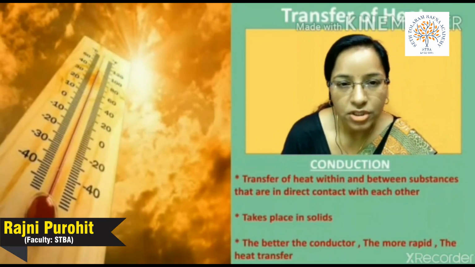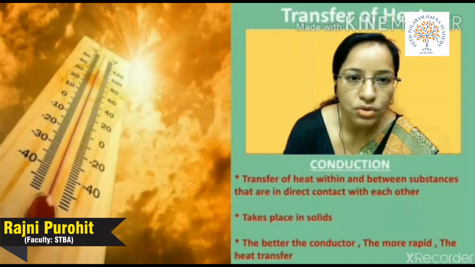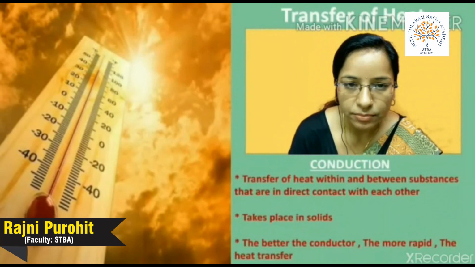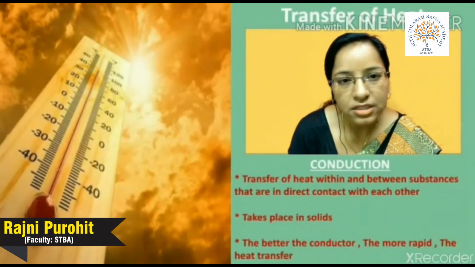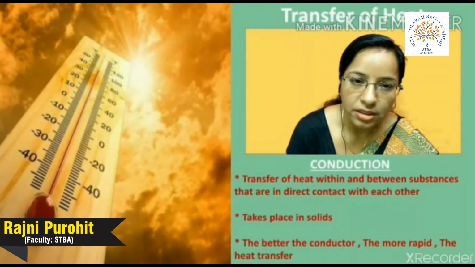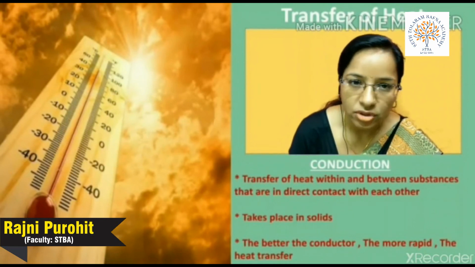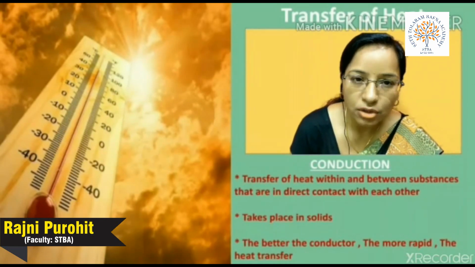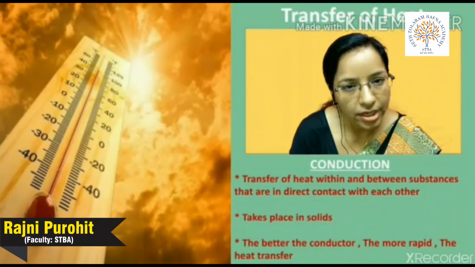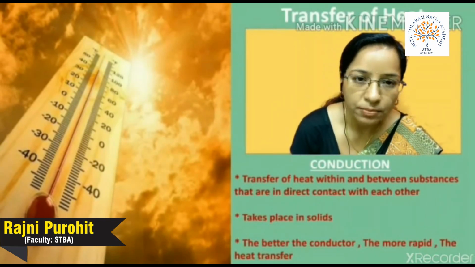The rate of conduction depends on the material which we use, that is, either conductors or insulators. Let's discuss them. Conductors are the materials which allow heat to pass through them easily, for example, aluminium, copper, steel, etc. Whereas insulators are those substances which do not allow heat to pass through them, like plastic, wood, rubber, clay, etc.